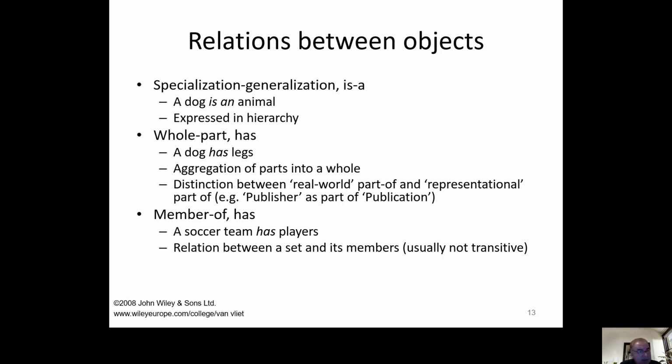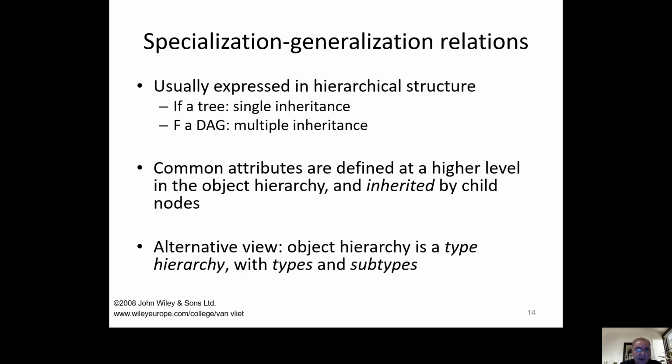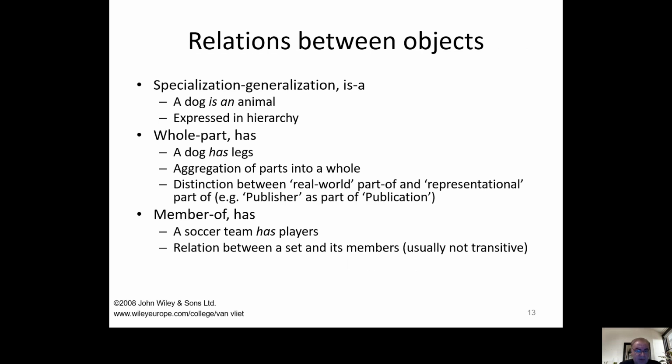They are two different things, right? Also, aggregation of parts into a whole. That's when I just talked about the strong type of relationships. There's a distinction between real-world part-of, and a little bit more of a representation of things. For example, a publisher is part of a publication, or a soccer team has players. So these are the types that we discuss.